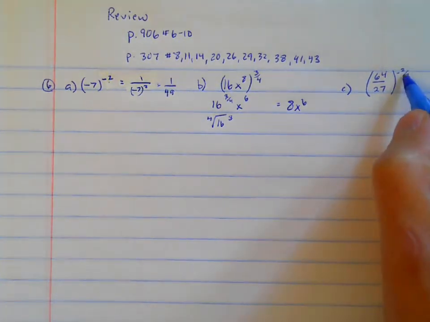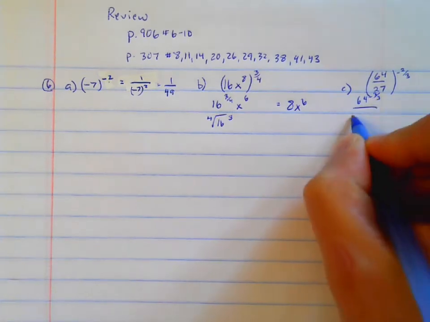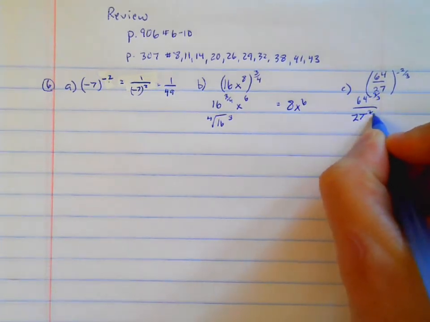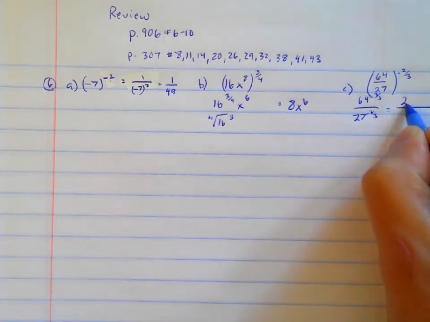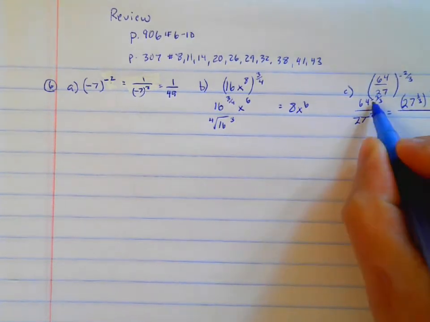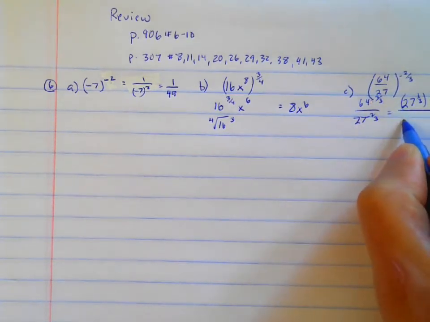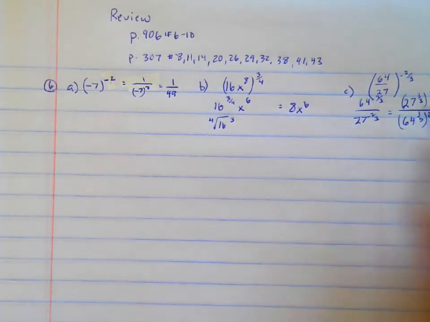Okay, since I'll show some steps here. So we have this over 27 to the negative 2/3. Now since they're negative, they're going to switch. So this goes to the top. It'll be 27 to the 1/3 squared. And this is negative, so it goes to the bottom. It'll be 64 to the 1/3 squared as well.